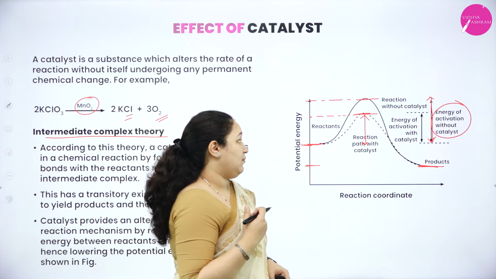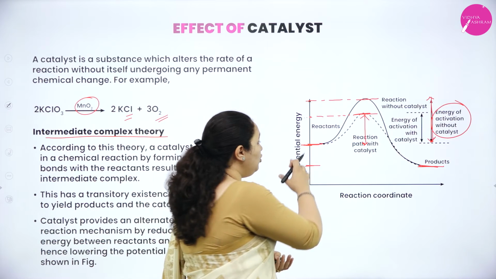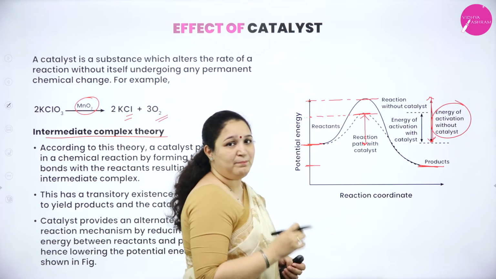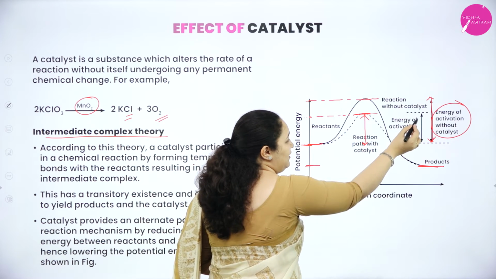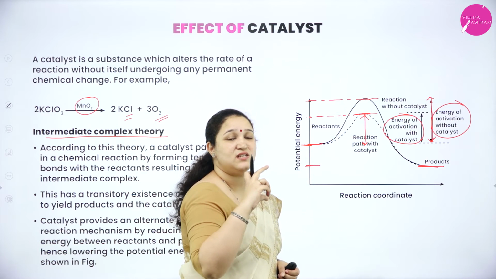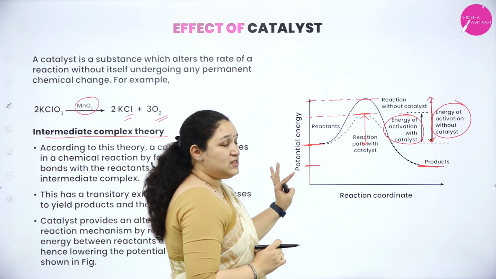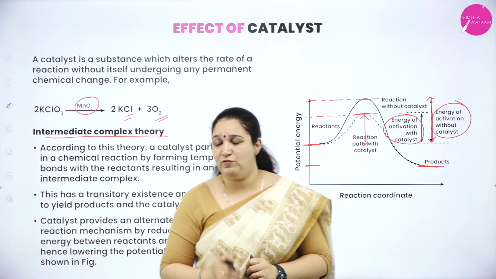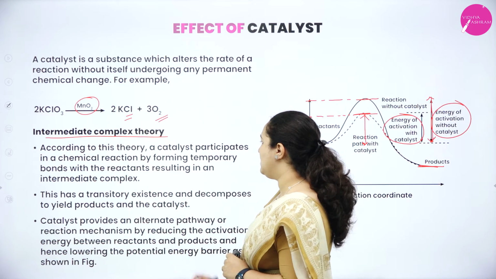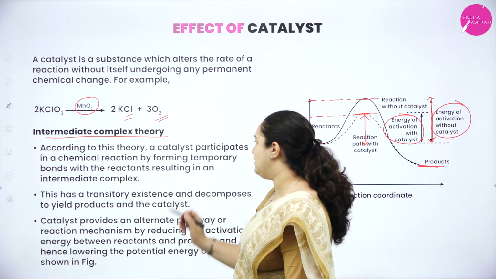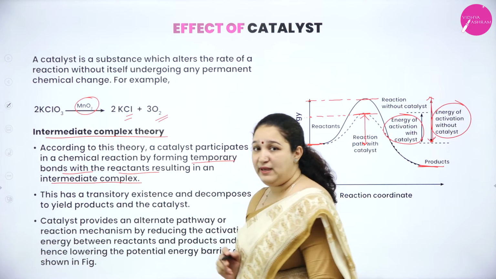Or I can also say that after adding the catalyst, there is a new path followed by the reaction to form products, and for that path the required amount of activation energy is lesser. Okay. So that is what we understand from intermediate complex theory. According to this theory, a catalyst participates in the chemical reaction by forming a temporary bond with the reactant, resulting in an intermediate complex.